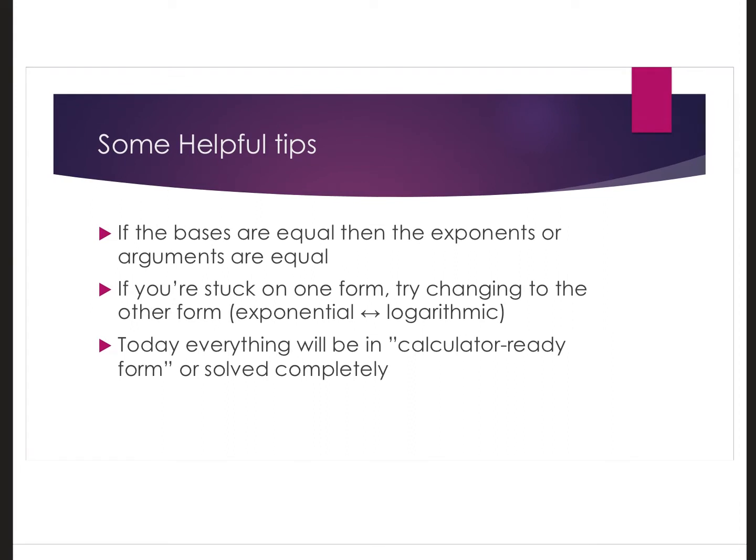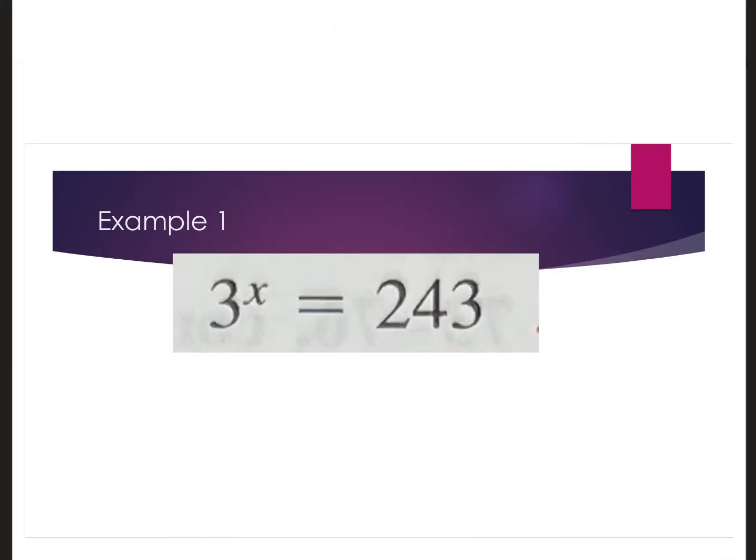Okay, so here are some helpful tips. If the bases are equal, which you've seen before, then either the exponents or the arguments are also going to be equal. What that means is that sometimes you'll be working in log form and sometimes in exponential form, but if you can find bases that are the same, sometimes that'll help. And when, not if, but when you're stuck, and you've heard me say this before and you're gonna hear me say it a lot, try switching from one form to the other. Okay, so let's move this up and let's actually just get started.